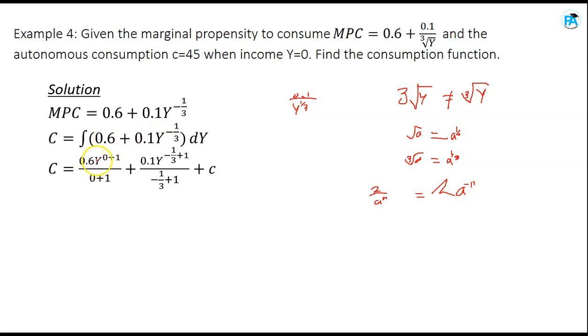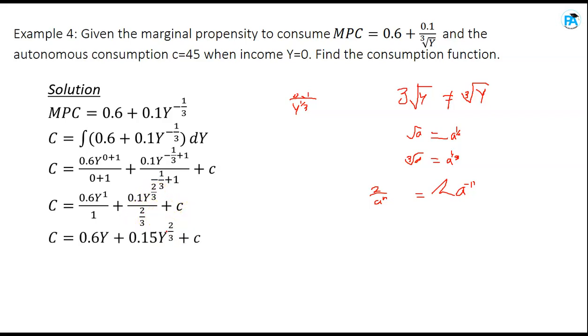To integrate this, we have 0.6 y exponent 0 plus 1, divided by 0 plus 1, plus 0.1 y exponent negative 1 over 3 plus 1, divided by negative 1 over 3 plus 1, then plus c, which is a constant. You can use k. So this gives you 0.6 y exponent 1 over 1, then 0.1 y exponent 2 over 3, because negative 1 over 3 plus 1 gives you 2 over 3. You can use your calculator. Divide by 2 over 3, plus c.